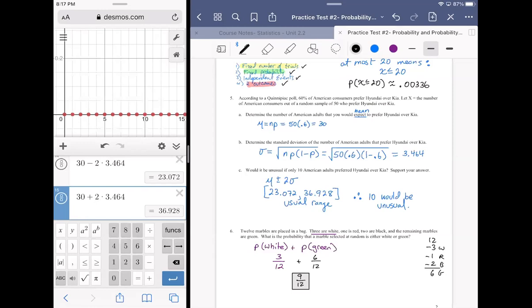So I'm saying if I want white or green, then I don't want the 1 red and I don't want the 2 black. I don't want 3 marbles in total out of the 12. That means I want 9 of them.